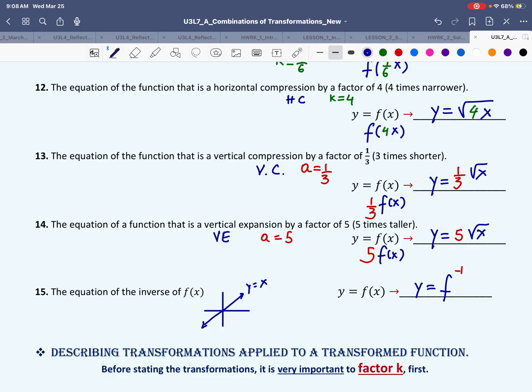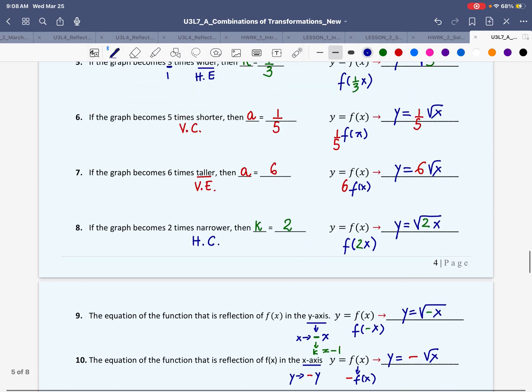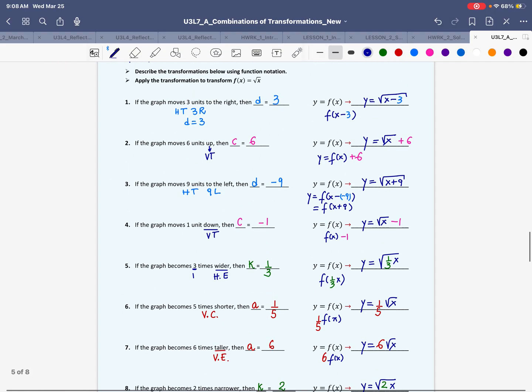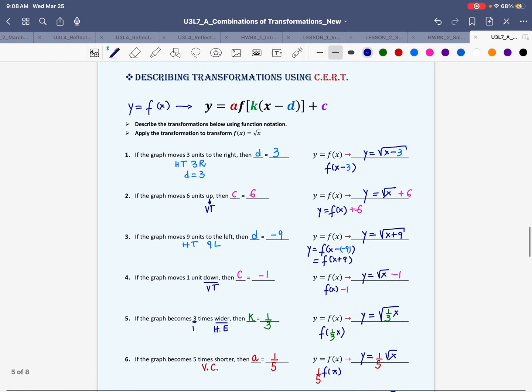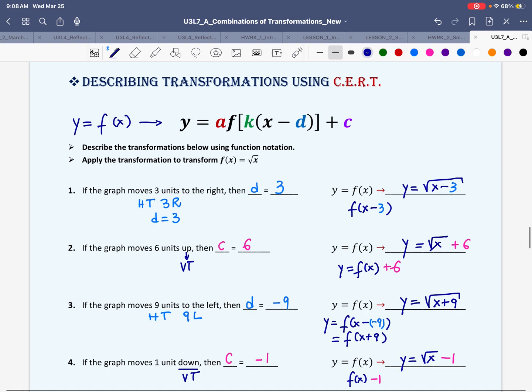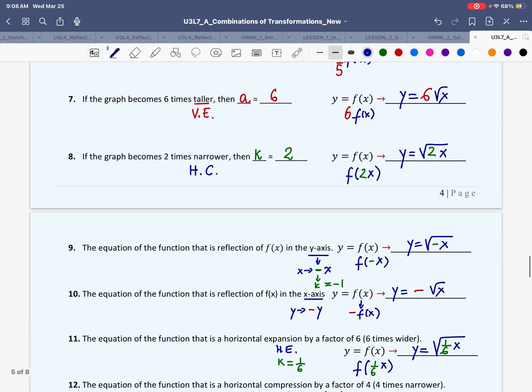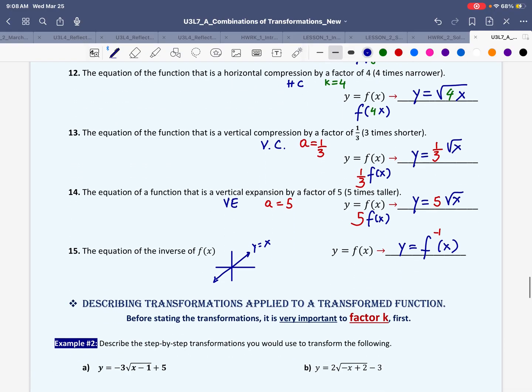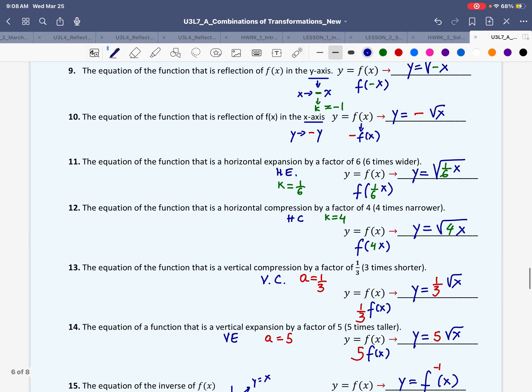Now, these are very basic, simple examples of applying one transformation at a time, but it serves us to consolidate our understanding of how to create the equations of functions when a description of transformation is given. So in the next video, I will explain how these transformations are applied when we have multiple transformations in one step or in one function altogether.